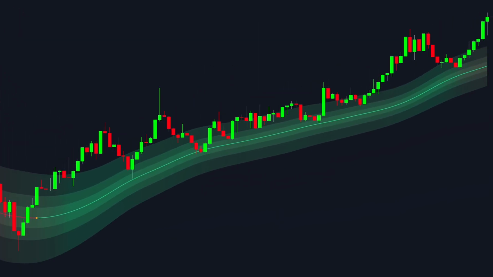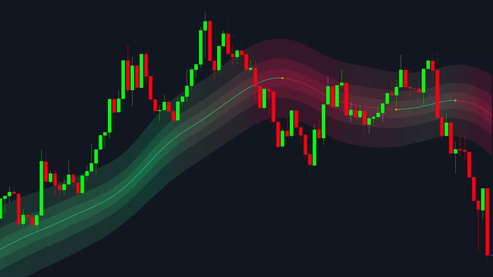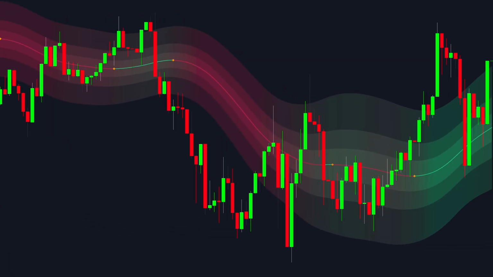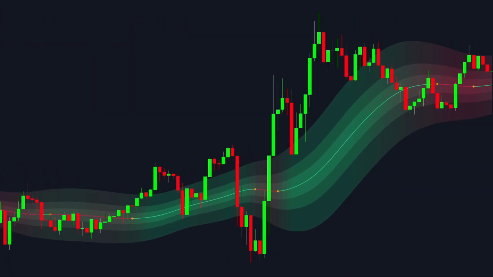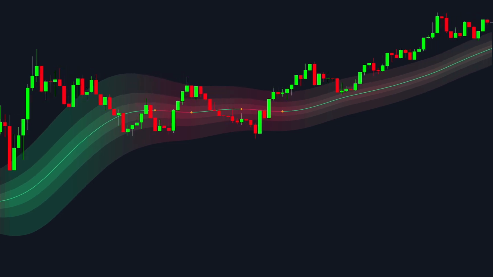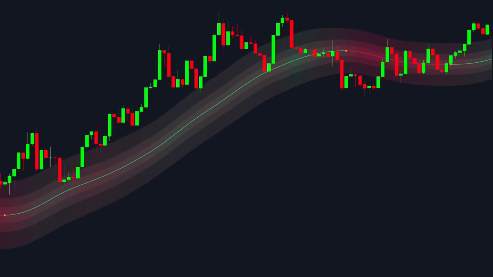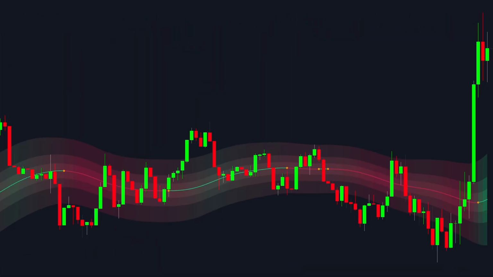But here's the real question. What happens if you don't use this strategy? Well, let me give you a final warning, because if you're still trading the old way, you might be making a big mistake. Here's the truth. If you're still trading without this, you're at a serious disadvantage.